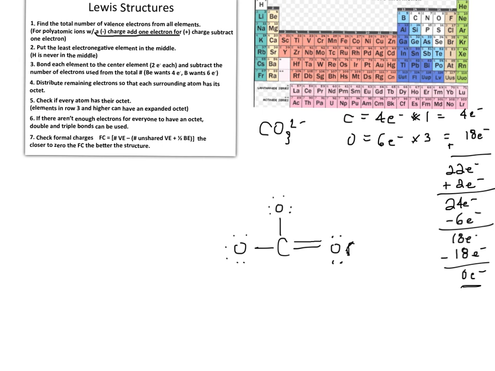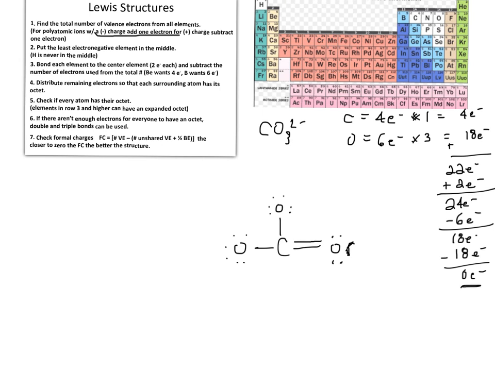So if we go ahead and check our octet, just like we normally would, we see that each of the oxygen atoms is happy. The carbon atom is happy because it has 2, 4, 6, 8 in each of its bonding pairs. And the oxygen atom from which we shared those electrons is also happy because it has 2, 4 electrons coming from bonding pairs and 2, 4 electrons coming from non-bonding pairs for a total of 8. So all of the atoms in this situation are happy. So now what we must do is check our formal charges.